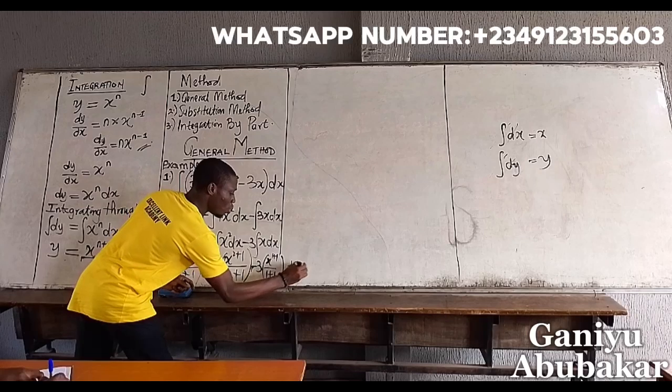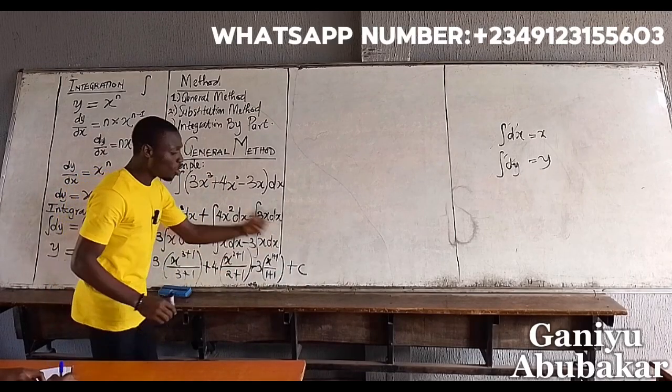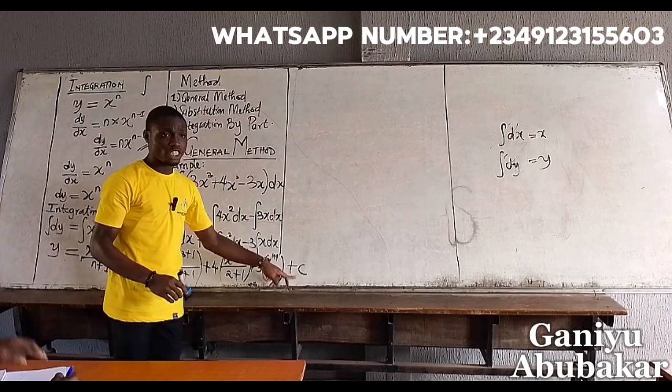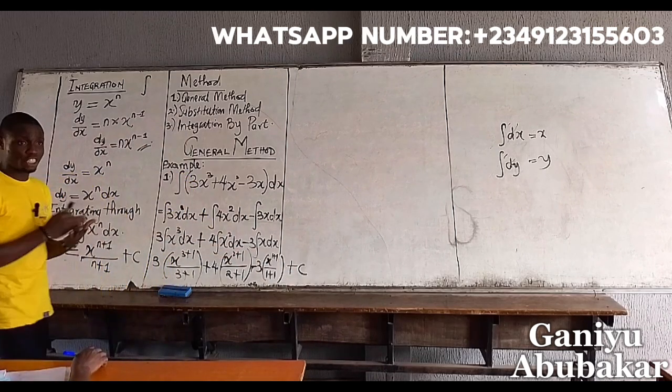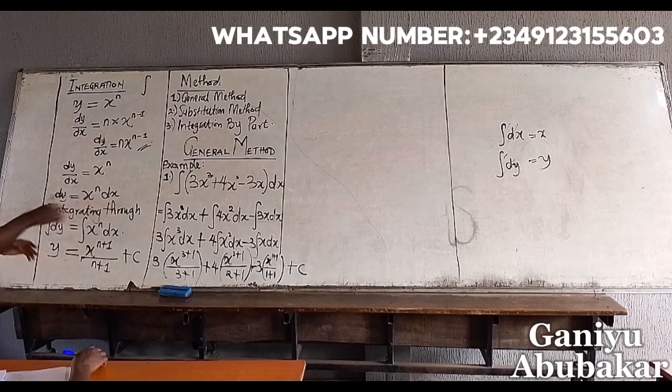Next up, plus C. After integration, you always add plus C. Plus C is called the constant of integration. Think it's not there? You are wrong. I should have plus C there.